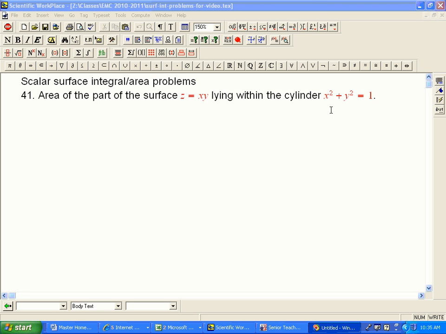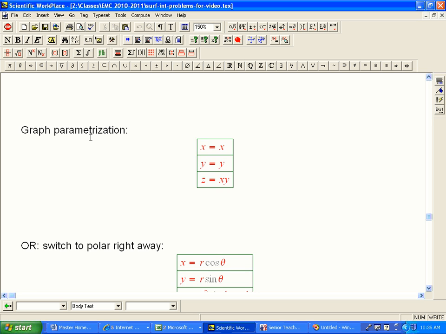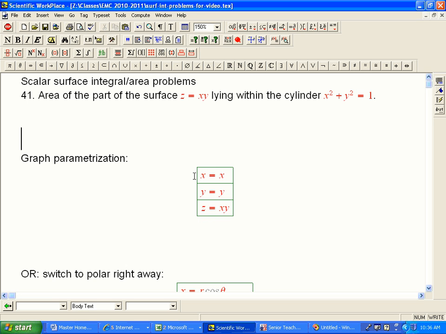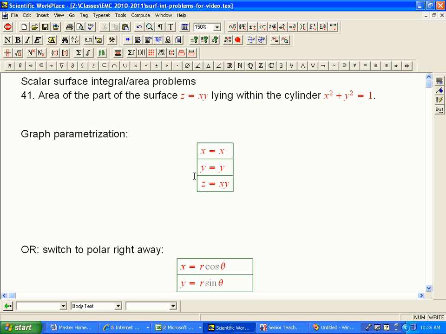This tells us that eventually we're going to be using polar, and I'll show you there's a couple of ways to set that up. One way is, we can go ahead and use the graph parametrization first. Because z is a function of x and y, we could always just use x and y as the parameters, and then just z equals xy. So that's one parametrization, and I'll actually show you the problem doing it that way, because it's just as simple as anything.